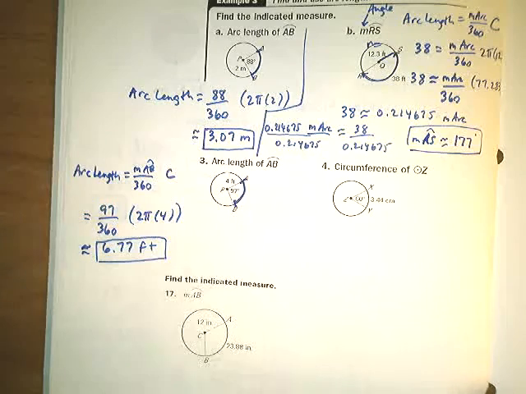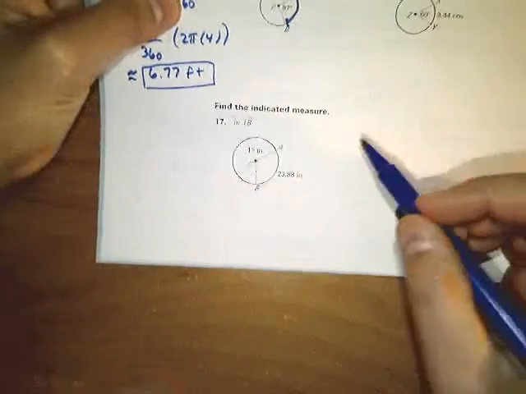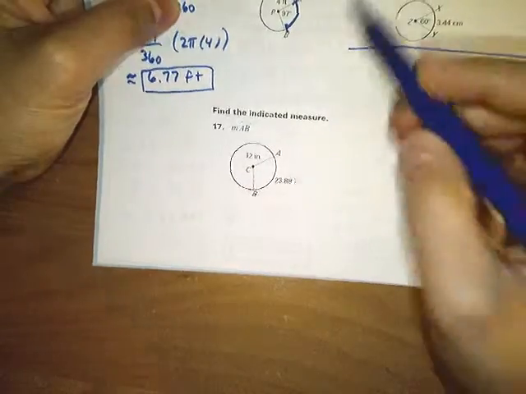All right, we're going to come back to number 4. Let's do number 17 next. For number 17, I'm going to use some of the space for number 4.